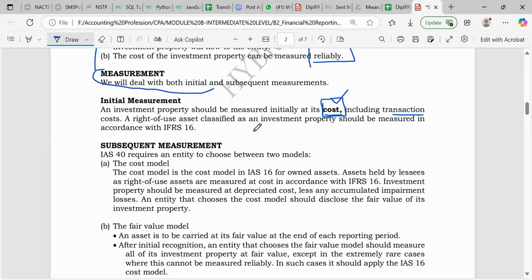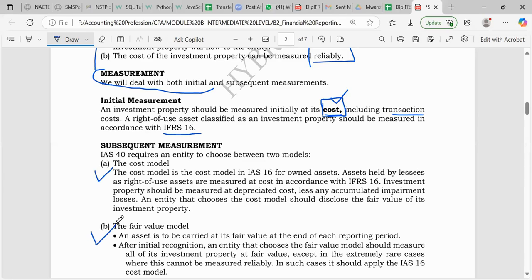That's why they're telling you a right of use asset should be measured as IFRS 16. If you have leased it, you follow the leasing principles to know the cost, which is very obvious. And then let's go to subsequent measurements. You can now see things are the same. For subsequent measurements, you either use the cost model or the fair value model.